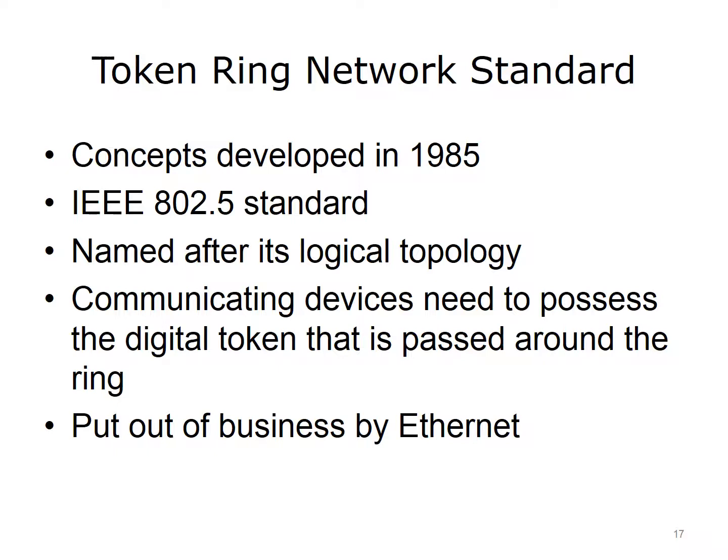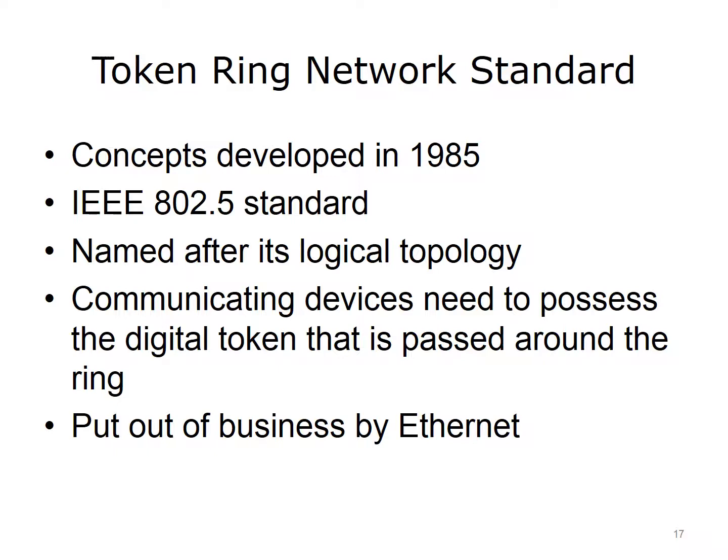The Token Ring Network Standard was developed in approximately 1985 and is part of the IEEE 802.5 standard. Token Ring is named after its logical topology, since its physical topology is a star. In this type of topology, devices connect to each other, usually by a switch. When devices connect to a switch through an Ethernet cable, communicating devices need to possess the digital or electronic token that is passed around the ring.